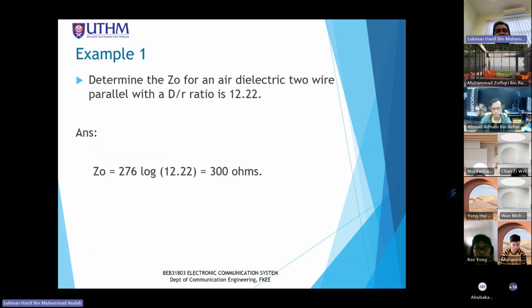So if we go through the examples, the first one is about a two-wire parallel transmission line. Determine the characteristic impedance if you are given the ratio of D over R equal to 12.22. Therefore, characteristic impedance is equal to 276 log D over R. This D over R is equal to 12.22. So we get 300 ohms.